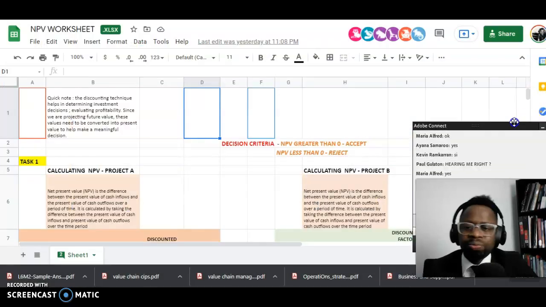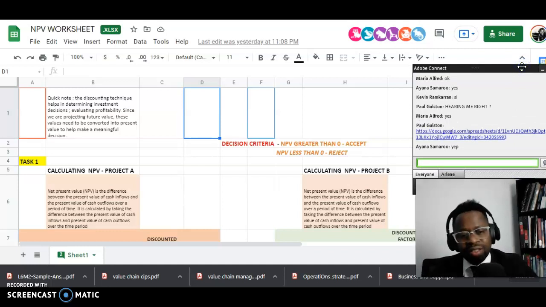All right, so first of all, let's clear up a few things. So what is this net present value about? What is the purpose of it? All right, before we start the calculations, net present value, it's really a discounting technique.